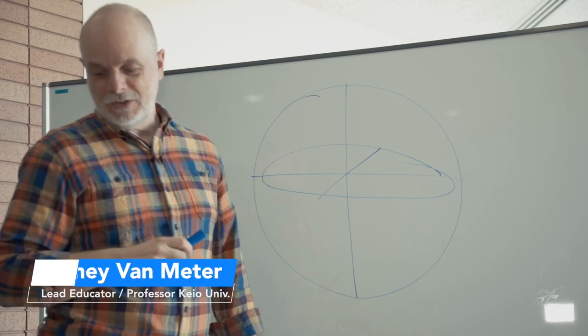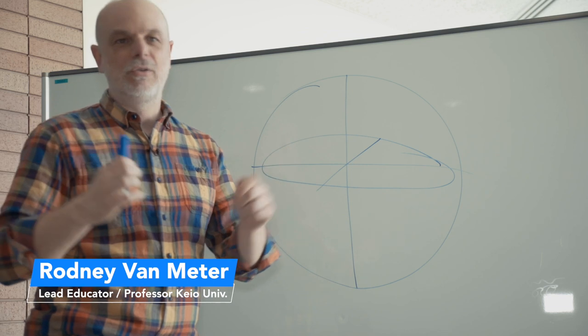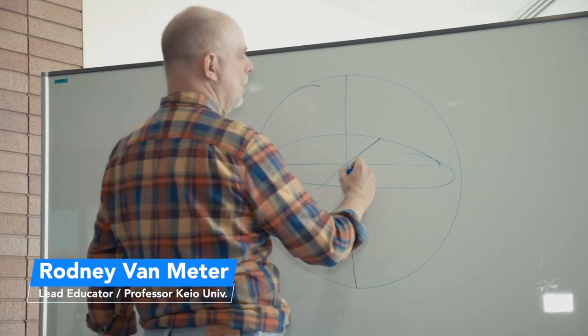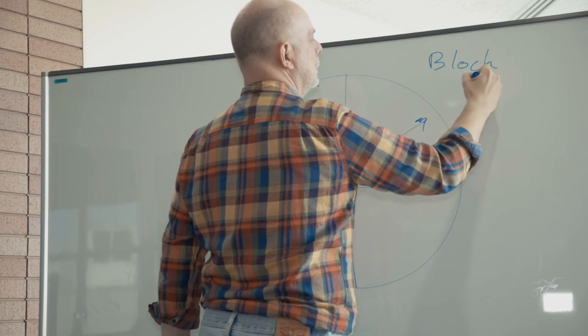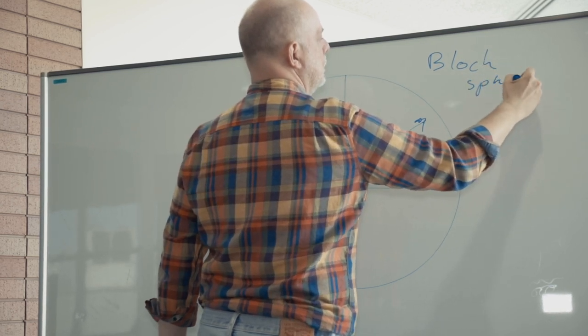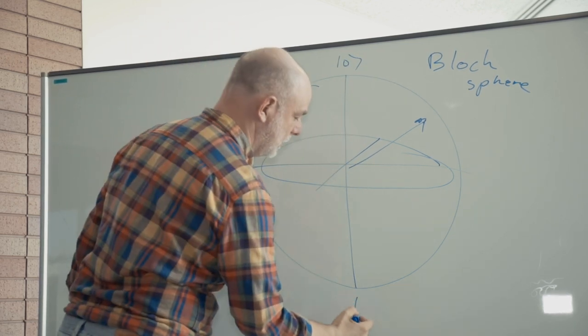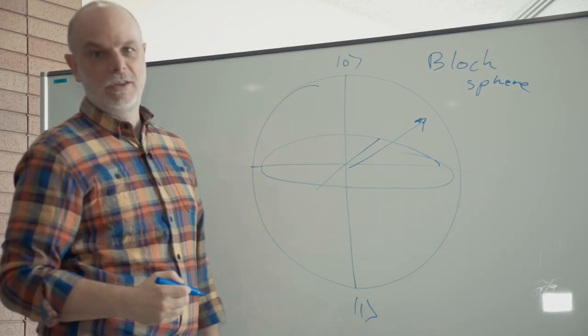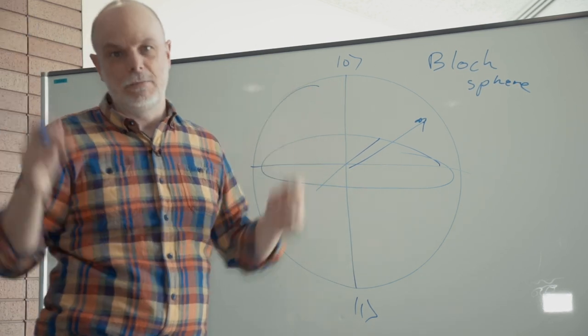All right. Somebody else asked about the fact that a single qubit can have a vector that's somewhere here on the surface of our Bloch sphere. So this is our Bloch sphere here. We define the north pole of the Bloch sphere to be our zero state, and we define the south pole of the Bloch sphere to be our one state. Again, these are just labels we've attached to it. It could be anything.